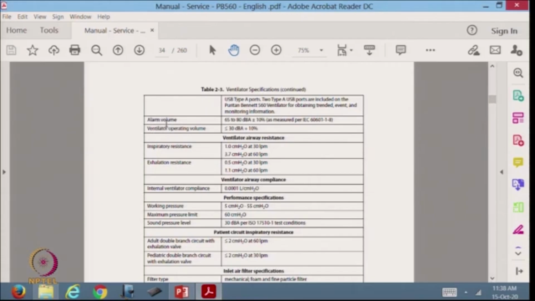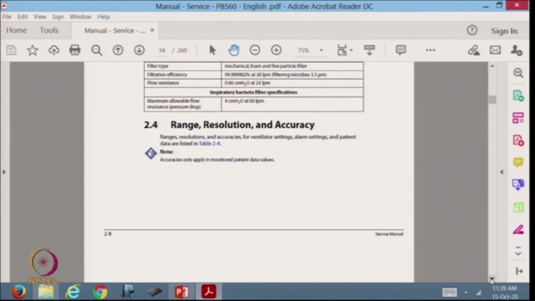It gives out an alarm in certain circumstances, and it is 65 to 80 dBA plus minus 10% as per the IEC 60601-1-8 standard. So, it is not only telling you how loud the alarm is, but also as per which standard that alarm is made. Ventilator operating volume is 30 dBA plus minus 10%. So, you do not want a ventilator that makes a lot of noise in an ICU. Inspiratory resistance is this much, the range is given. Then a whole section on range, resolution and accuracy.